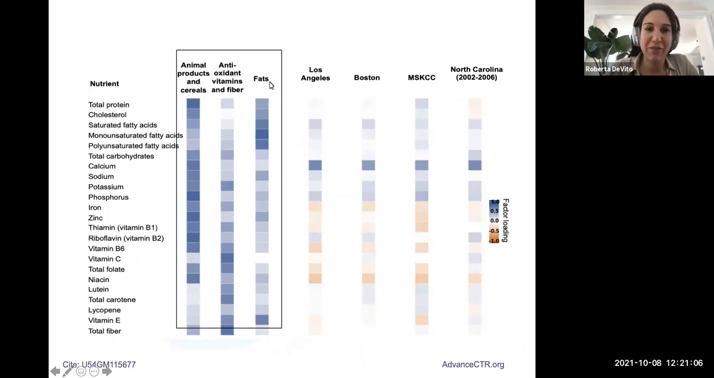And the third one, I think it's the easy one to name, since it's really high in saturated fatty acid, monounsaturated fatty acid, and polyunsaturated fatty acid, is called fats.